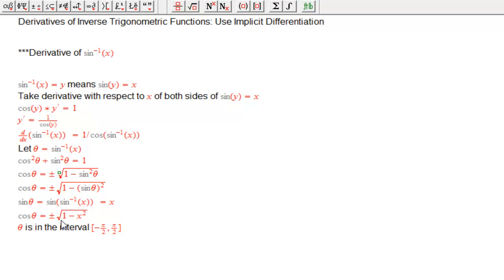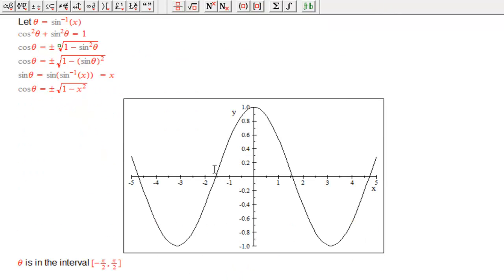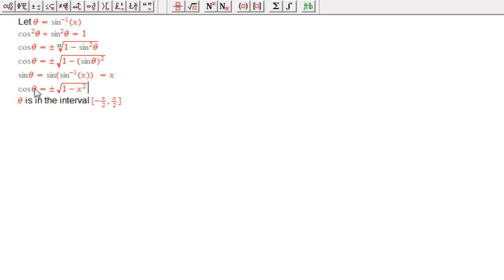Okay. What that means is cosine cannot be negative. Cosine between negative pi over 2 and pi over 2 is non-negative. Let's graph cosine here, and we see negative pi over 2 is just a little bit to the left of negative 1.5. Pi over 2 is just a little bit to the right of 1.5. See that the y values are all bigger than 0 here. So cosine is positive.